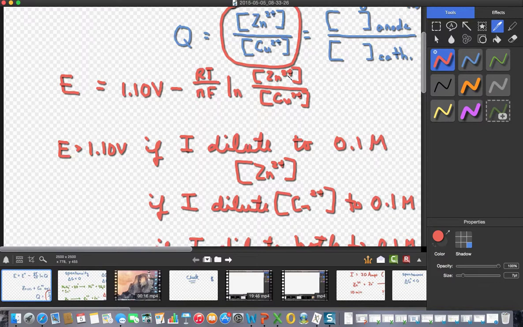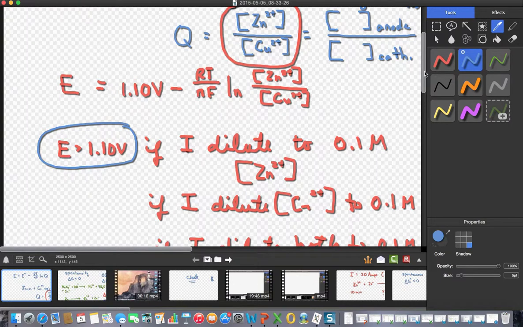Now also, mathematically we could do this. It doesn't make a lot of sense to do this in the lab. I could concentrate copper 2+. The only way you're really going to be able to do that is to add solid copper sulfate to one of your cells. It's a lot easier to envision diluting. You're just going to add some water. But either diluting zinc or concentrating copper will increase the electrical potential from its normal standard value of 1.10 volts.